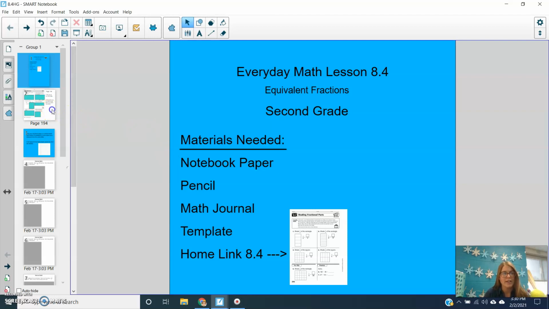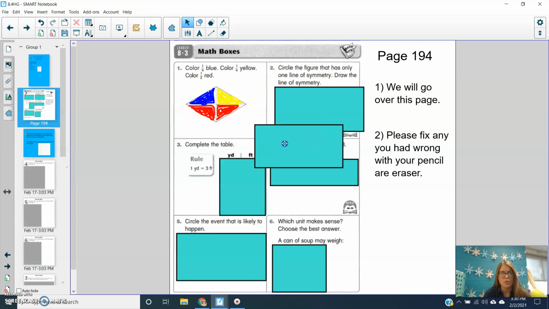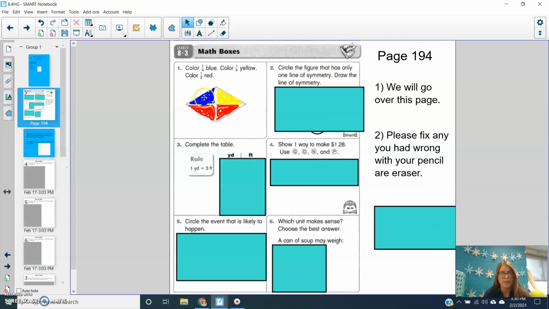Let's get started. The first thing that we're going to do is go over our math boxes from the previous lesson. So if you could open up your math journal to page 194 and we'll go over our answers. If you're noticing that you have any mistakes, please fix those with your pencil and eraser. For the first question, we need to color the figure 1/4 blue, 1/4 yellow, and then half red. So yours should look something like this.